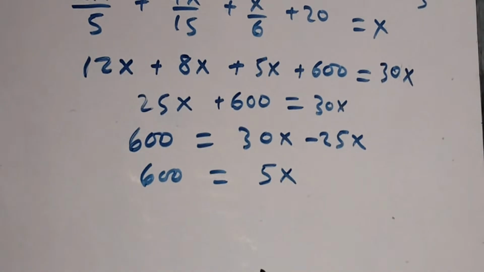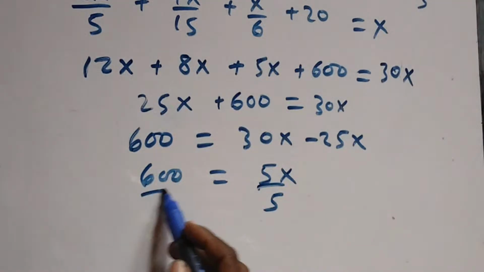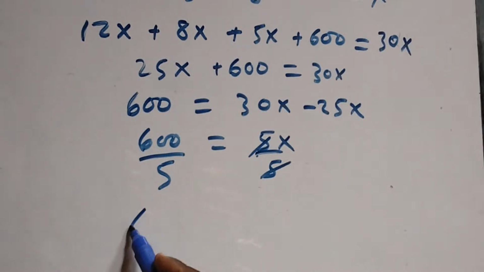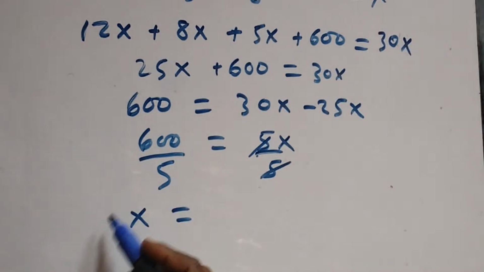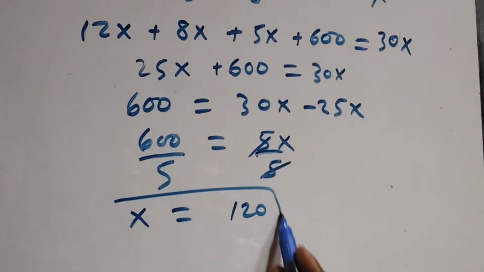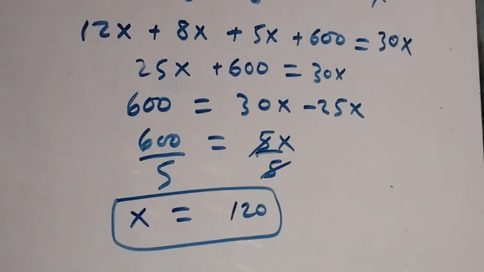Divide both sides by 5. Divide this side by 5. Also divide this side by 5. 5 cancels out here. And x here equals 600 divided by 5. That's 120. So x is 120. The total number of tourists is therefore 120 tourists.